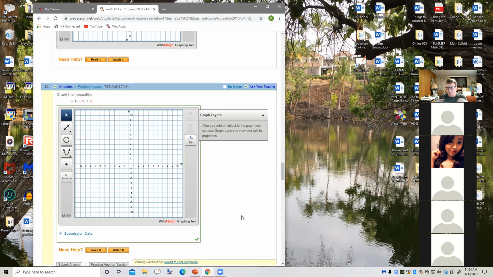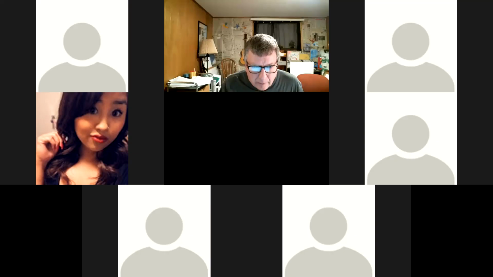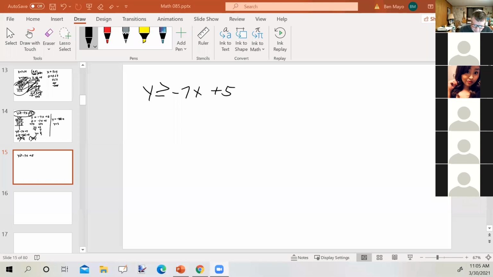You put the line, whether it's dashed or solid, you pick a test point to find out what side of the line it's on. But let's say we've got an inequality that is already in slope-intercept form. And if it wasn't, I could put it there. So what's the slope? The slope is -7 and the y-intercept is 5. Any questions about how I got that information?